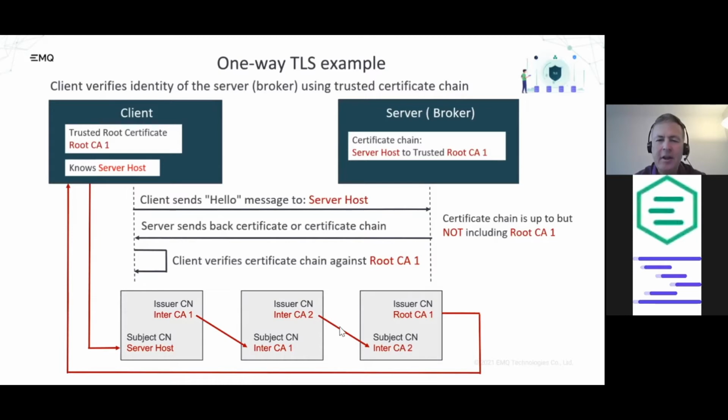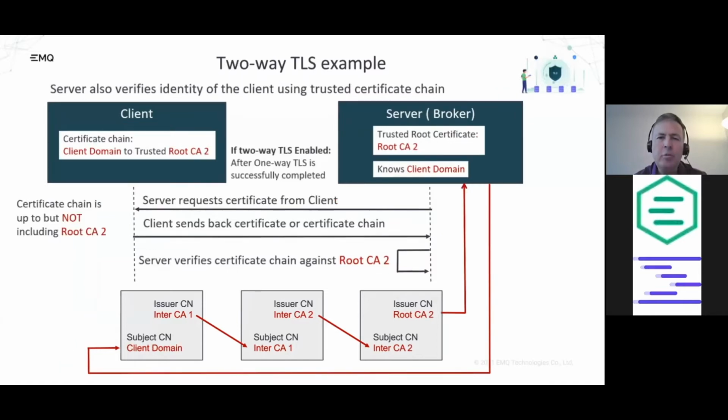But if there's any break anywhere, so if this issuer and this subject didn't match, for example, then it would not be a valid certificate chain and the client wouldn't connect. And just to point out, the certificate chain goes up to, but does not include, the root CA, because the root CA is contained in the client's list of trusted certificates. So the certificate chain does not include the root CA.